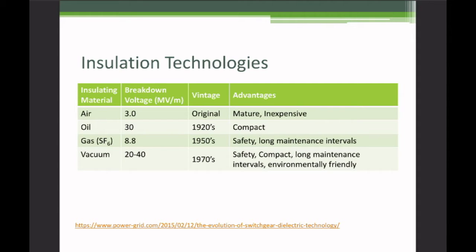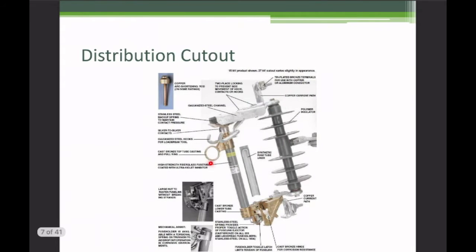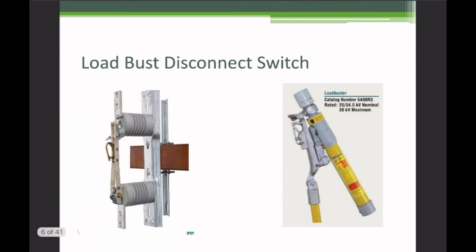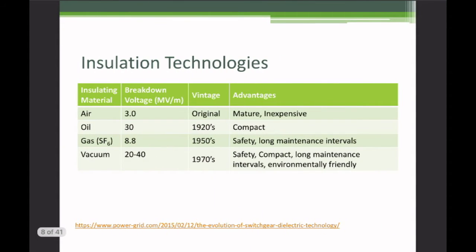And so what you're going to see is that we still see a lot of air-based equipment, like our fused cutout, for example, is an air insulated switch. Same with our inline, it's an air insulated switch. And the reason you see a lot of it is it's cheap. You don't need to pay for the air. It's all over the place. And the technology is very mature. The designs haven't changed in many, many years.